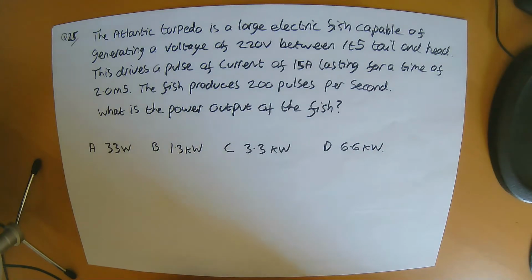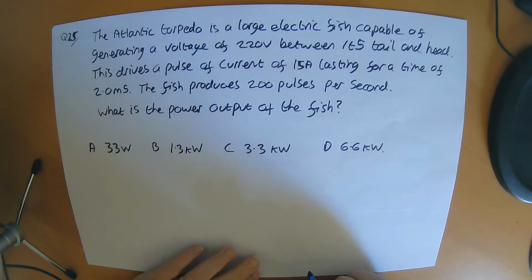So now we come to the Atlantic torpedo. I don't know if the fish was named after the weapon or the weapon was named after the fish. One of the useful things here is that we're told that all of this happens in 1 second, and then we're asked for the power output. So really, all we're doing is calculating the energy, because the energy in 1 second is the same as the power.